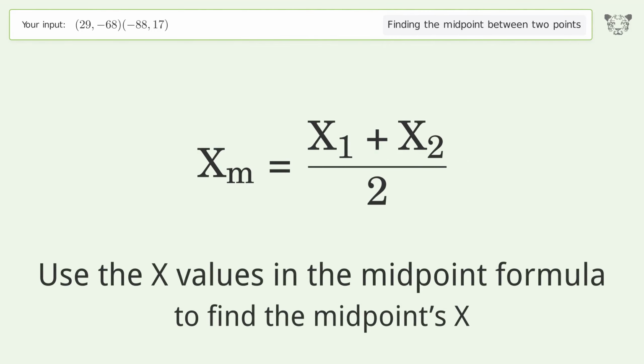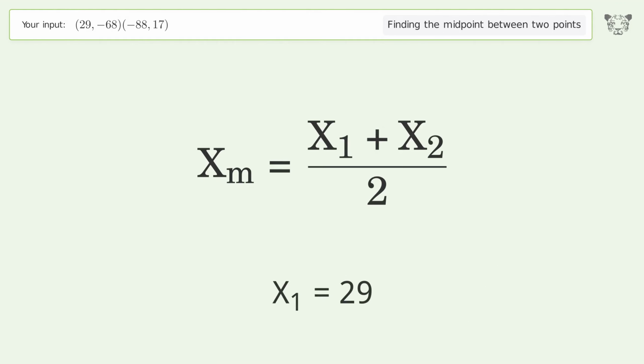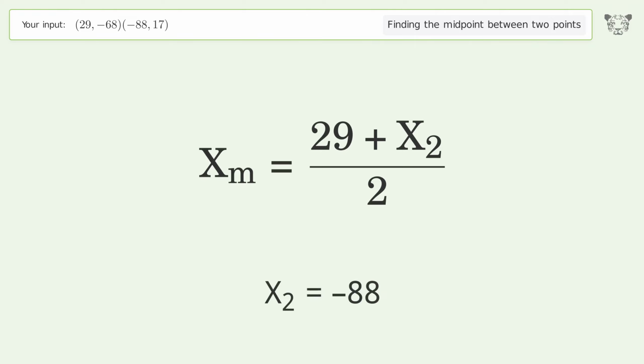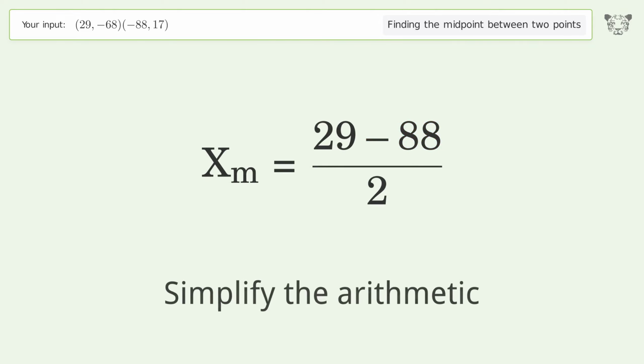Use the x values in the midpoint formula to find the midpoint's x. x1 equals 29. x2 equals negative 88. Simplify the arithmetic.